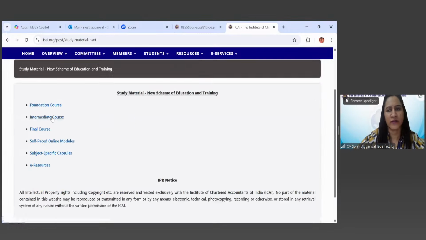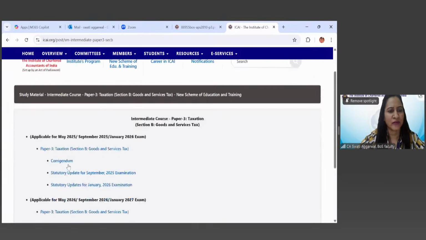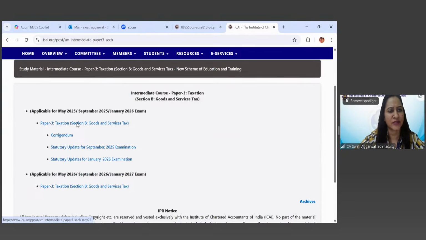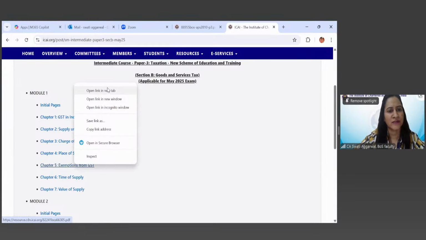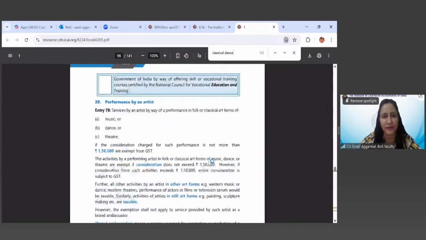So this is how we use the ICAI website, and all the material is already web hosted. For January 26 examination, we are talking about, and this pertains to exemption. So I will show you the relevant entry and also explain to you how you need to apply the facts, right? See, entry 78 of exemption notification is invoked here.